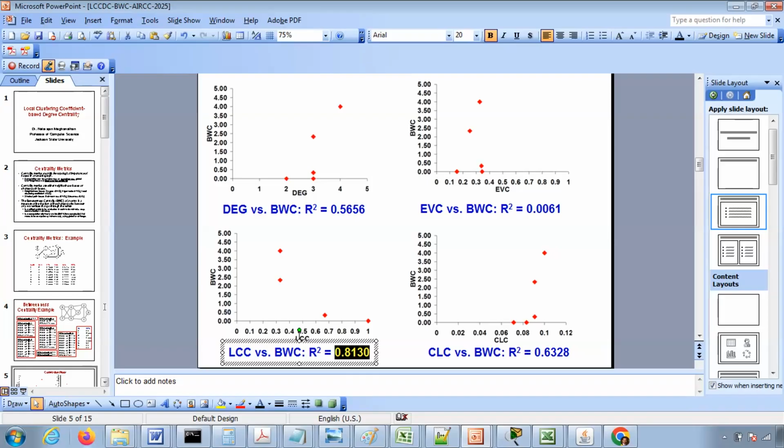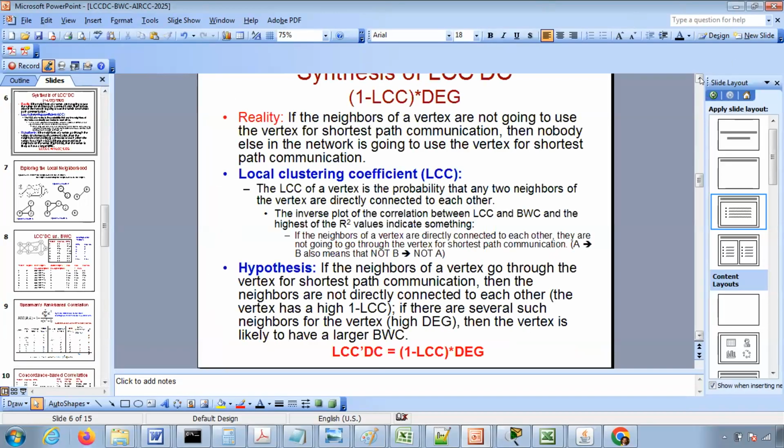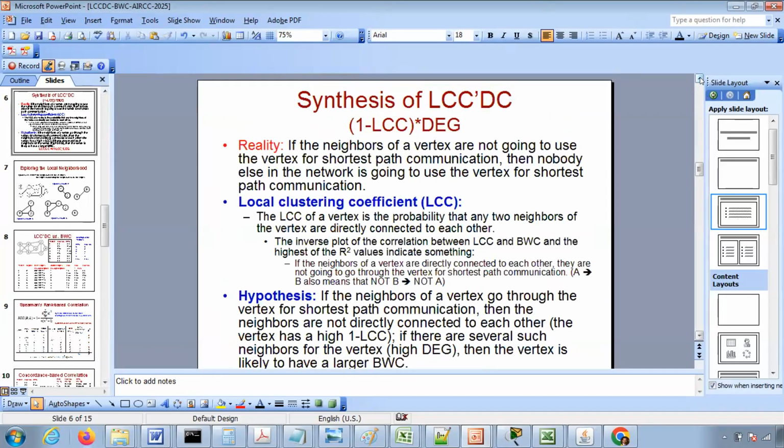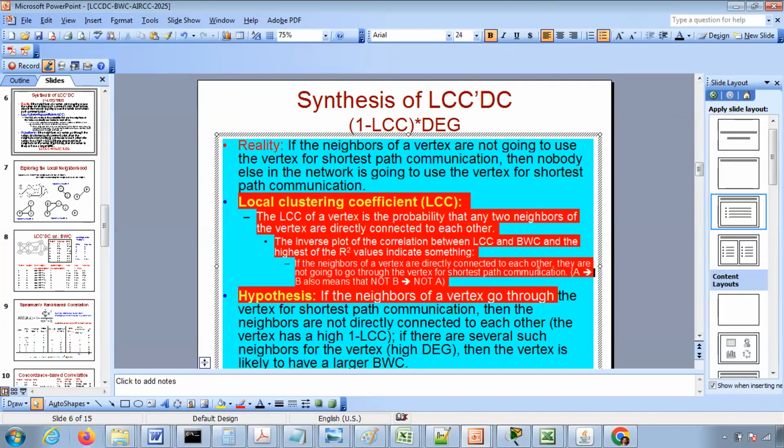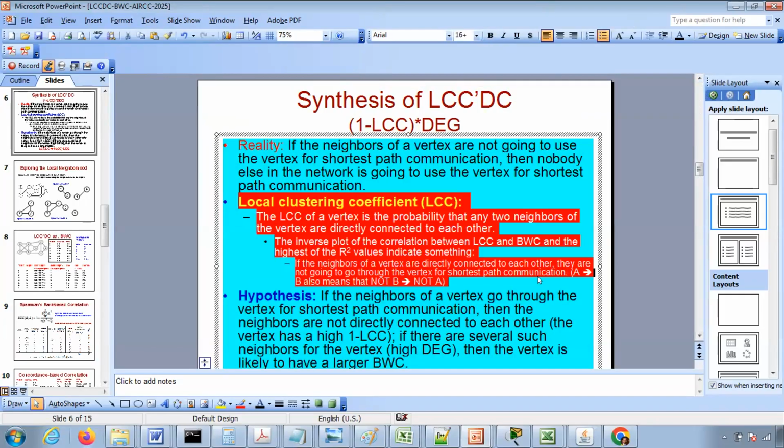So we want to do some feature engineering here, in the sense that we want to synthesize or come up with a new metric as a combination of some of the existing metrics, and that would exhibit a stronger correlation with centrality. So let me now introduce local clustering coefficient in a little greater detail here. As I said, it's a probability that any two neighbors of a vertex are directly connected to each other.